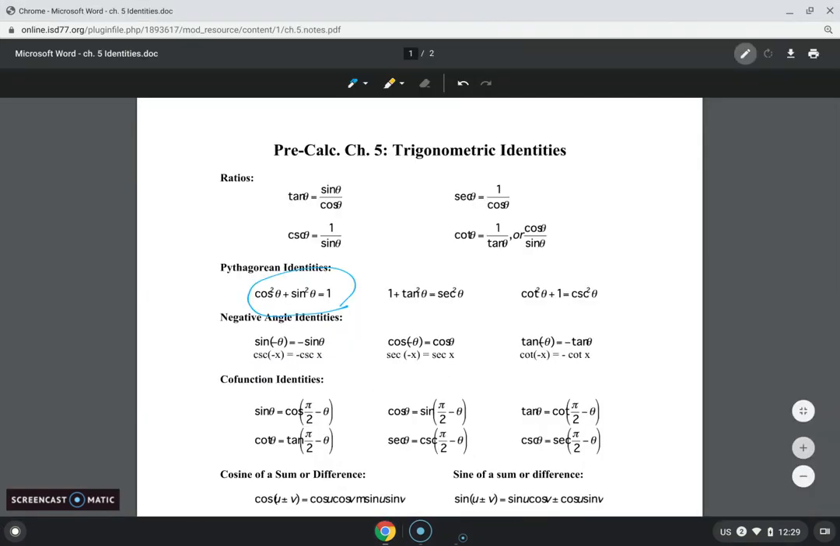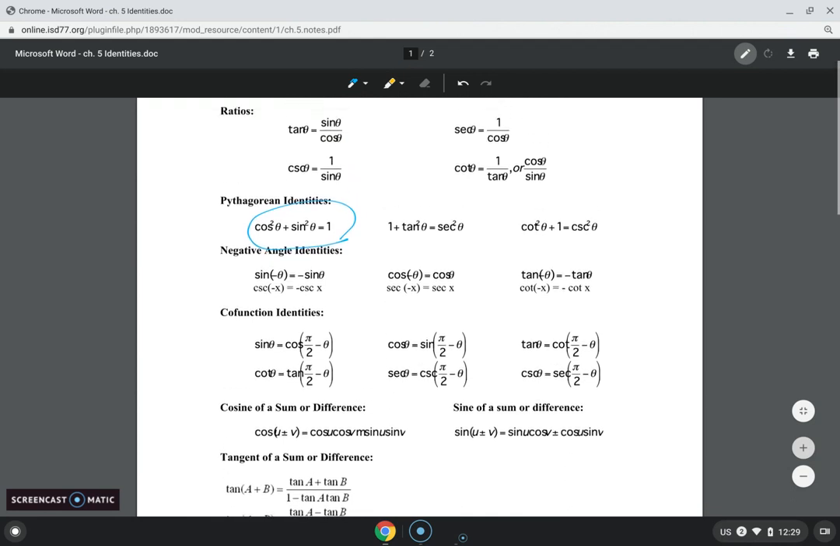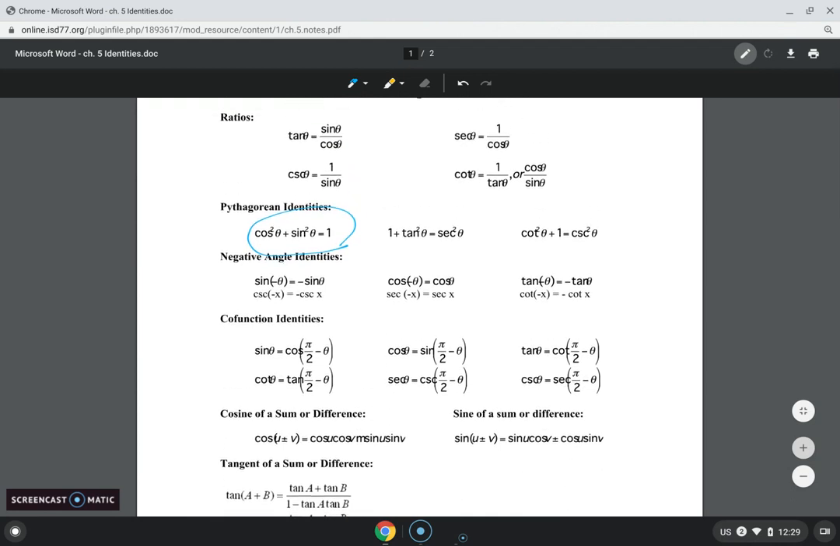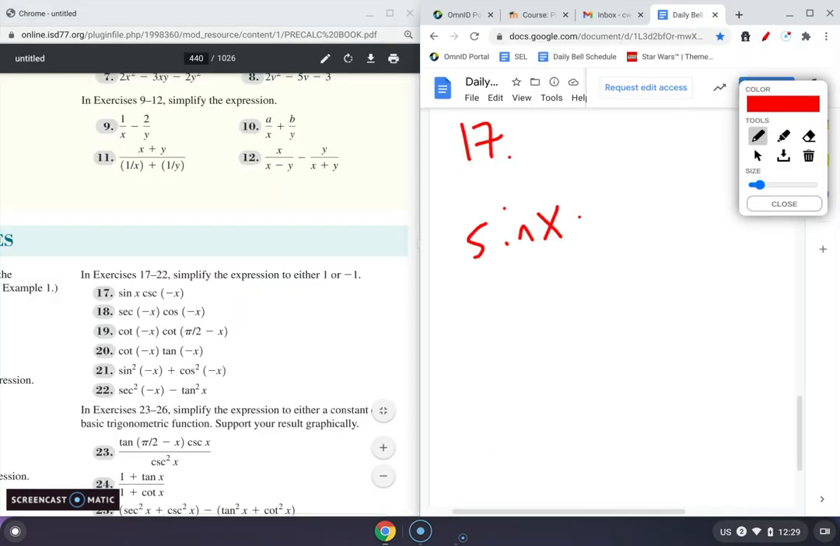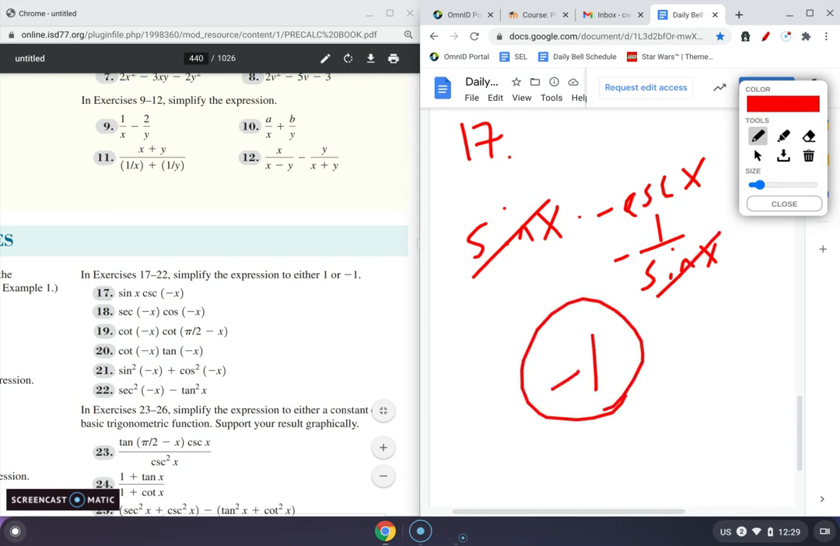So we go over to here. Those are right here. Cosecant of negative x would be right here. That would be negative the cosecant of x. Well, negative the cosecant is the same thing as negative 1 over sine. So that's going to cancel. And for 17, you're going to be left with negative 1.